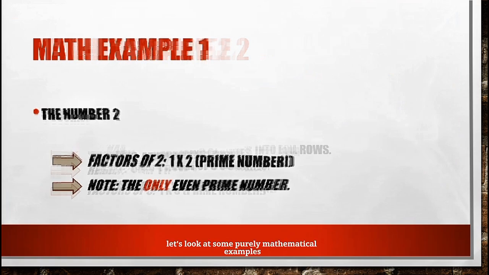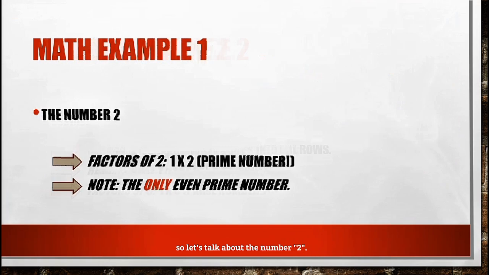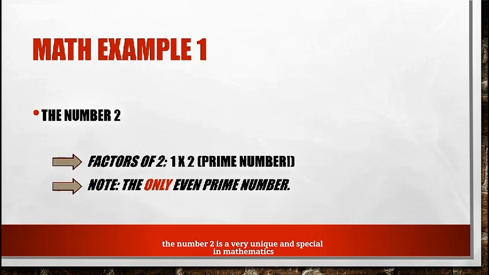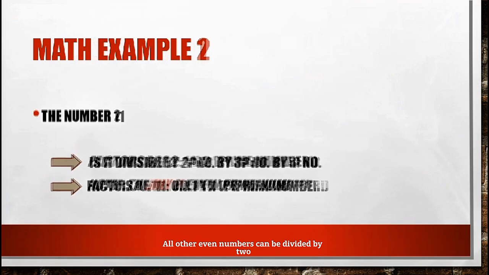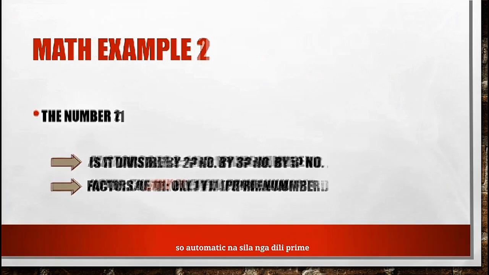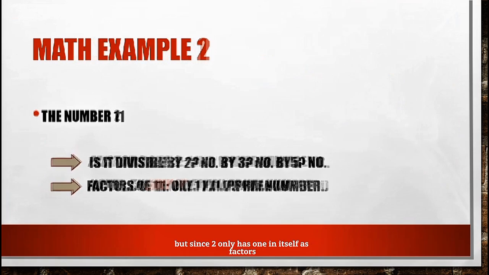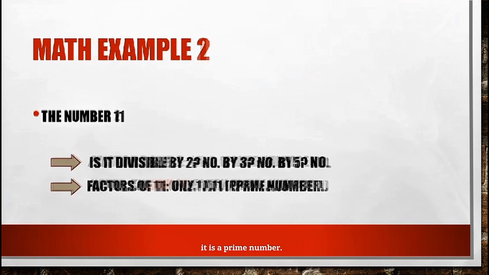So now let's look at some purely mathematical examples to broaden our understanding. Let's talk about the number 2. The number 2 is very unique and special in mathematics. So unsa man ang mga factors sa 2? Pila man ang pwedeng i-multiply para makuha ang 2? So 1, ang 1 times 2 ra jud, di ba? So walay laing numbers. Target ninyo nga mahibaw-an nga number 2 is actually the only even number that is prime. All other even numbers can be divided by 2, so automatic na sila nga dili prime. But since 2 only has 1 and itself as factors, it is a prime number.